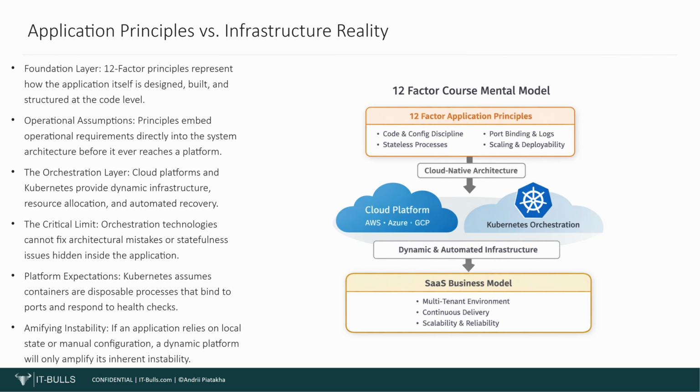Cloud infrastructure assumes that instances can appear and disappear at any time. Kubernetes assumes that containers are disposable processes that bind to a port, respond to health checks, and can be replicated horizontally. If your application stores state locally, relies on manual configuration, or cannot start and stop cleanly, the platform cannot save you. It will only amplify the instability.